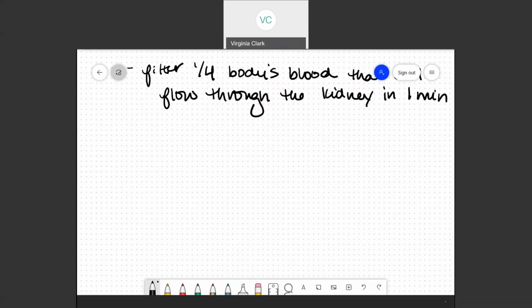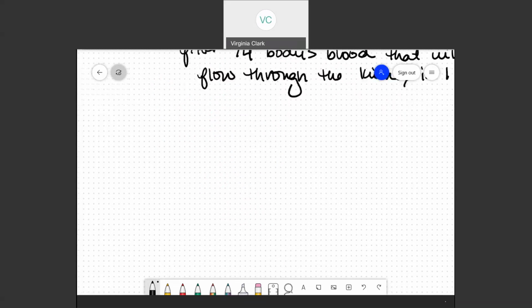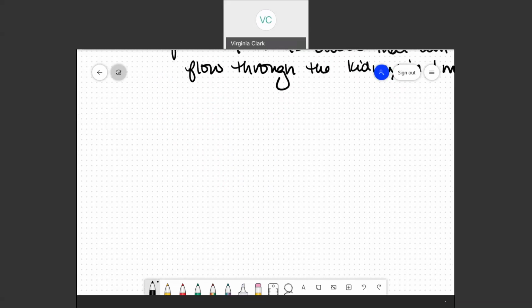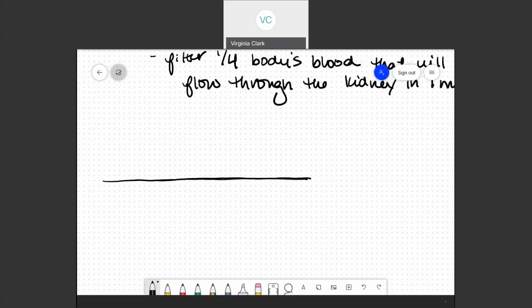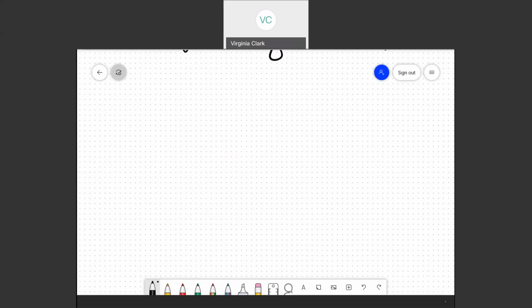Okay. Next, we're going to take what we said was this lovely little section right here, and we're going to blow it up. And that is the connection between the medulla and the cortex. So we're going to draw it right here. So when we have this little connection point right here, we're going to say this top. This is going to be a really big drawing.